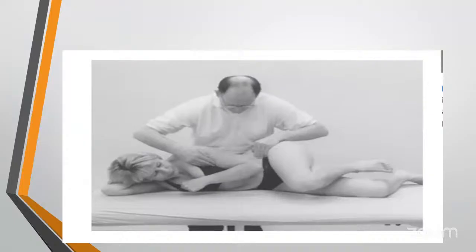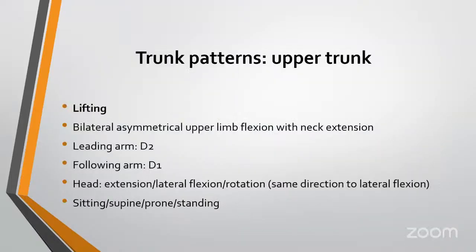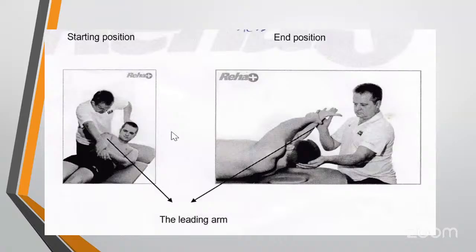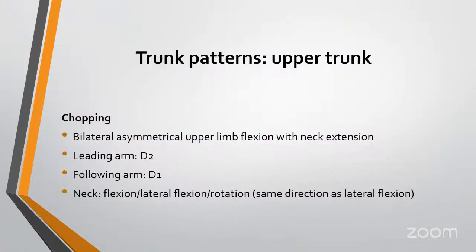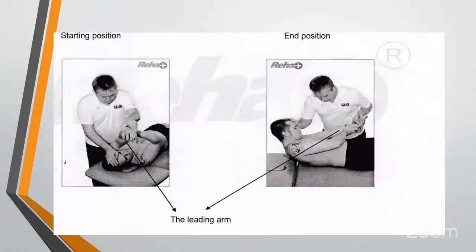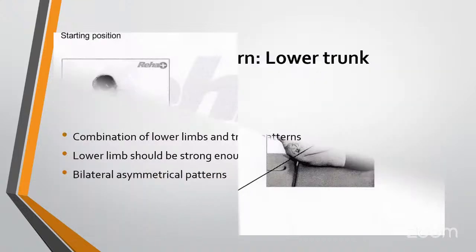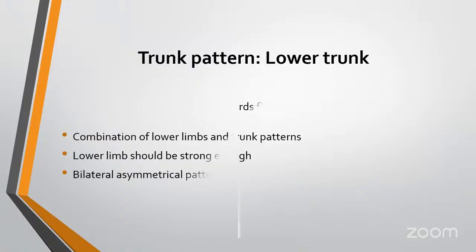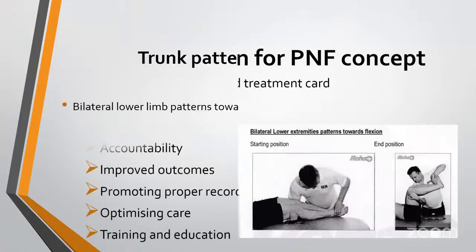Yes, we could see a combination also of anterior elevation and anterior elevation of scapular and pelvic pattern. Then we've seen the lifting, and this is an example of lifting. We'll see the leading arm and the lagging or following arm. We'll see the chopping, where we have the leading and also the lagging arm. We've seen also the lower limb combination with the trunk.